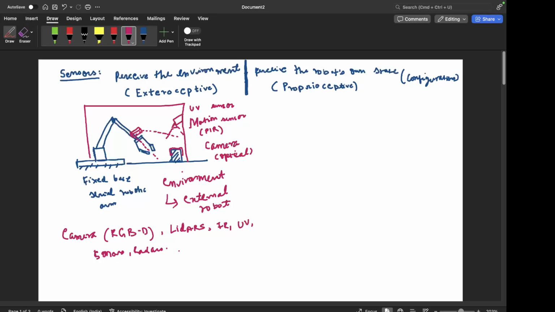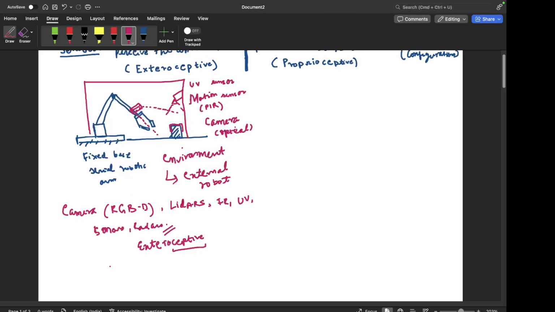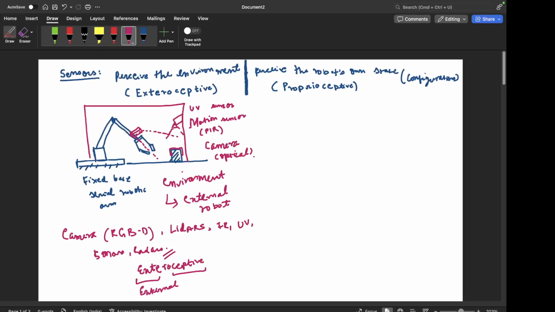What's lying around it, and then decide what it needs to avoid, where it needs to go, what it needs to pick or manipulate. So all these sensors are called exteroceptive sensors. This ceptive is borrowed from the term perceptive, to perceive. And extero, you can imagine, is external. So external perception, exteroceptive. That I think is usually well understood by most of you.